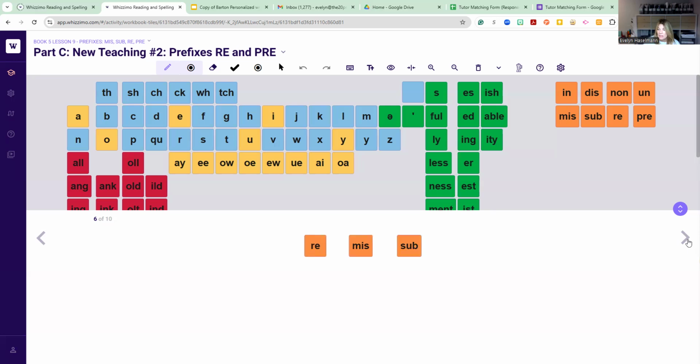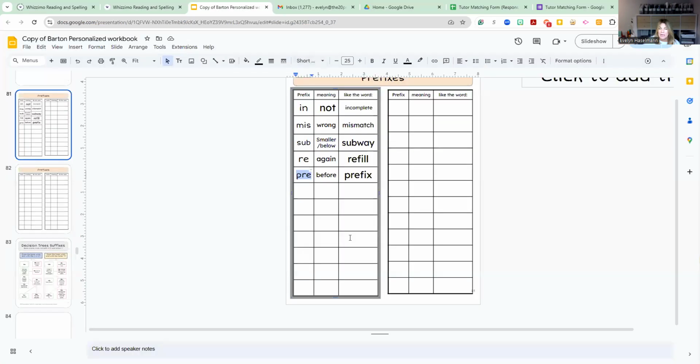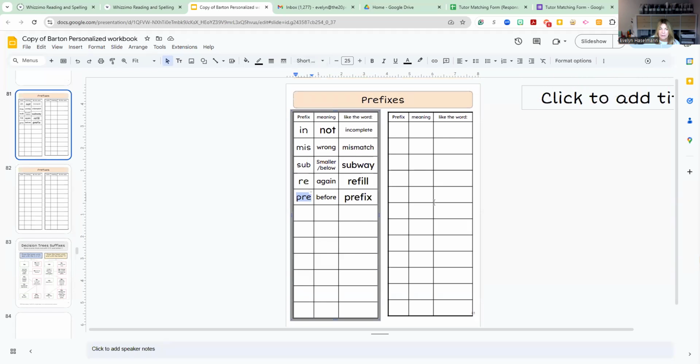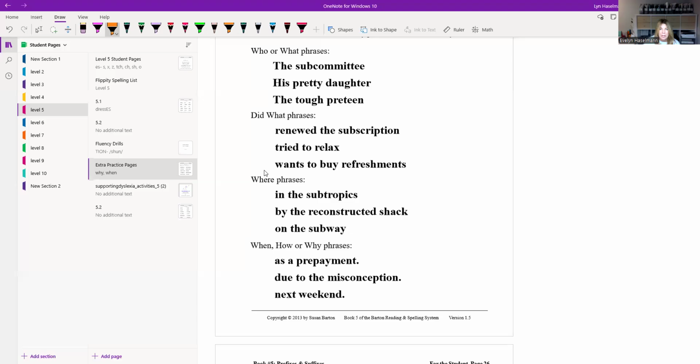So these are the three prefixes that we worked on. And then the last one would be pre, meaning before. So you prepay, like your tuition, you pay it before. Preshrunk, something that's already shrunk, it shrunk before. Preexisting, a preexisting condition is something that existed before. All right, I would write these in my Barton notebook. And then let's take a look at the practice work.